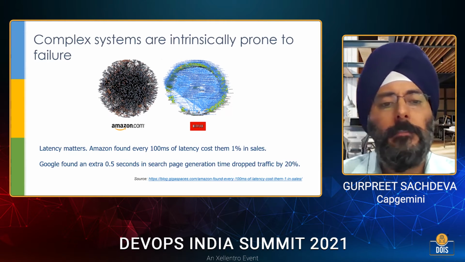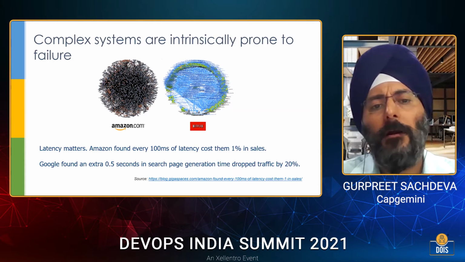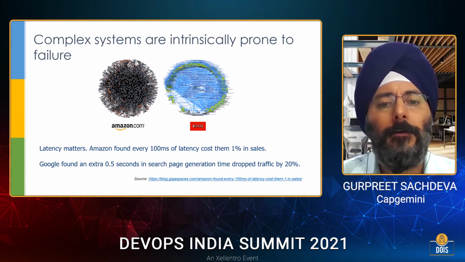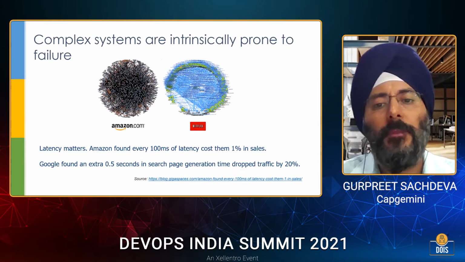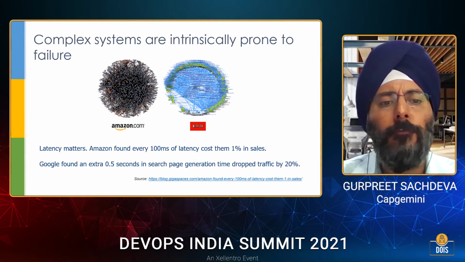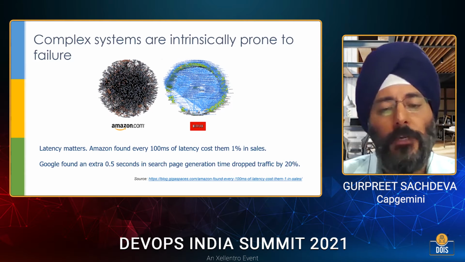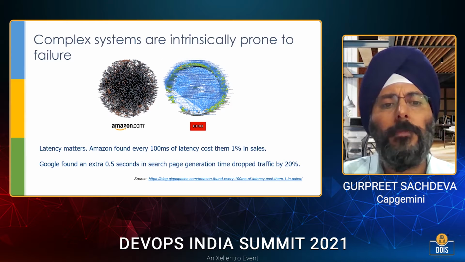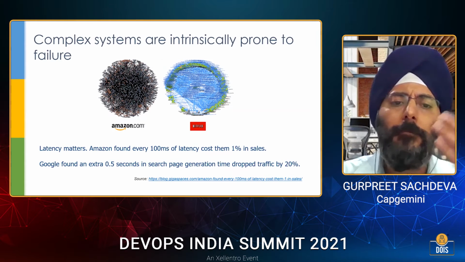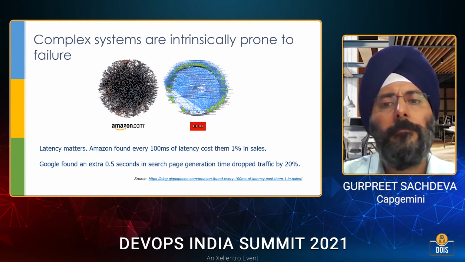And we have some interesting statistics also. In the case of Amazon, every 100 milliseconds of latency has cost them 1% in sales. Similarly, Google found an extra 0.5 seconds in search page generation drops the traffic by 20%. This implies that there are consequences on business if the system is not working optimally. Hence, the need to continuously monitor and measure different system performance parameters.